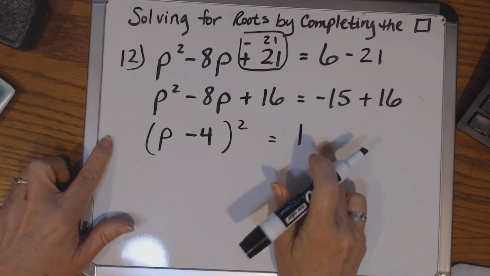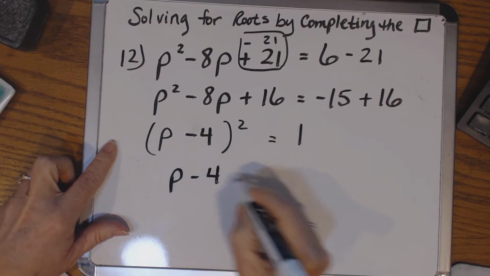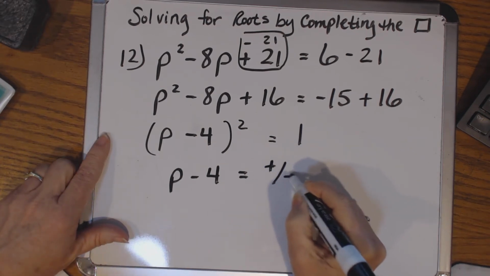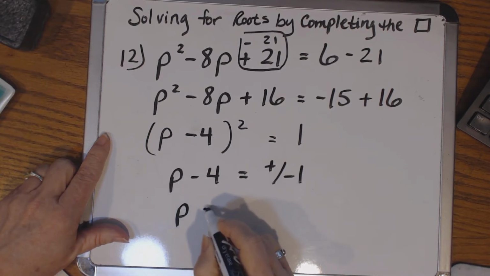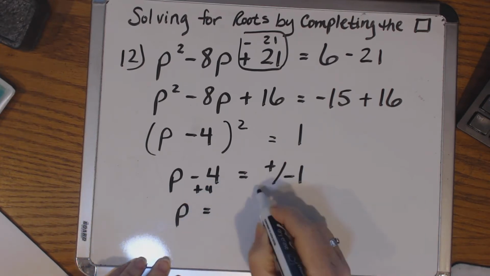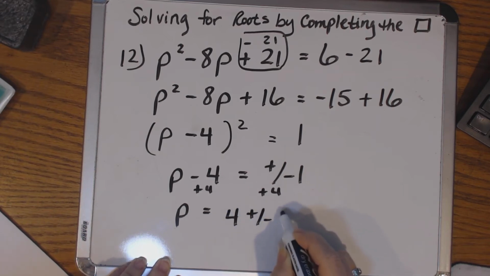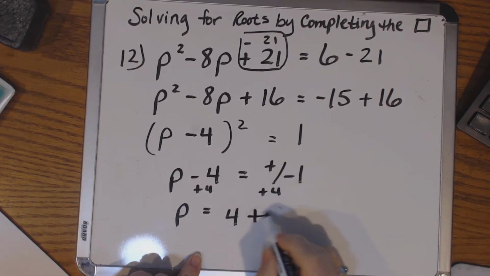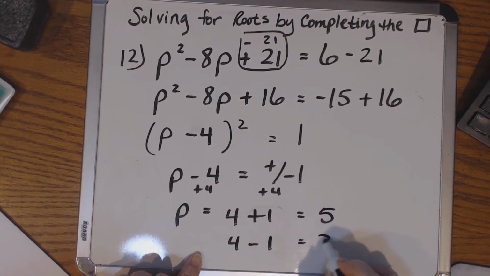Now I'm going to take the square root of both sides. Taking the square root of a square just frees it from its square. The square root of 1 is 1, but it could be plus or minus 1 again. So p is going to equal, I'm going to have to add 4 to both sides to move it over. 4 plus or minus 1. I don't leave it like this. This is 4 plus 1 or 4 minus 1. So it's going to equal either 5 or 3.